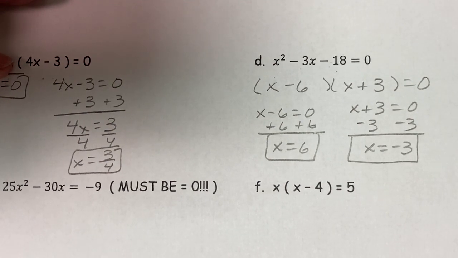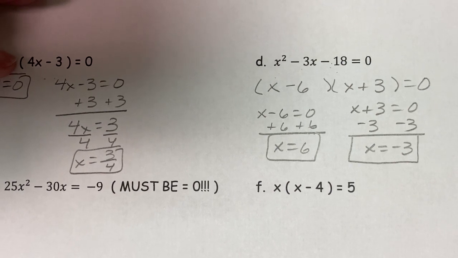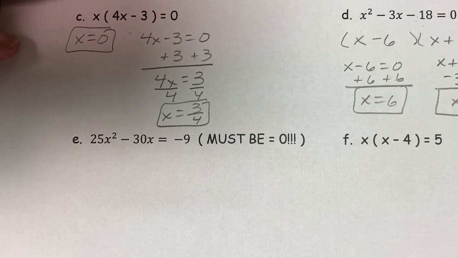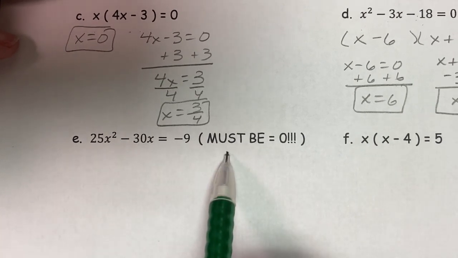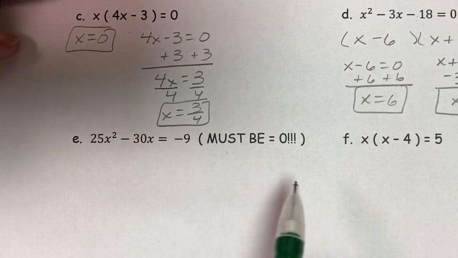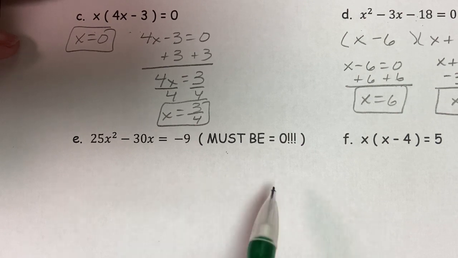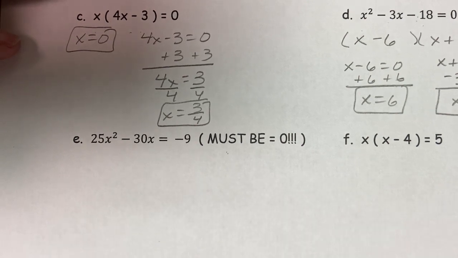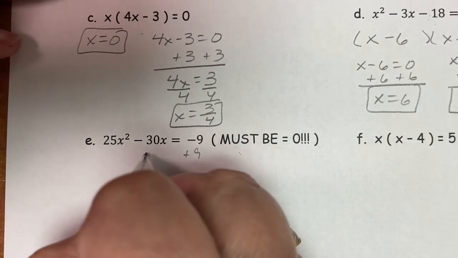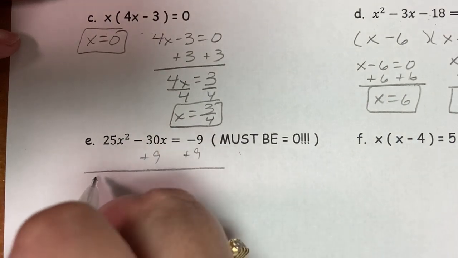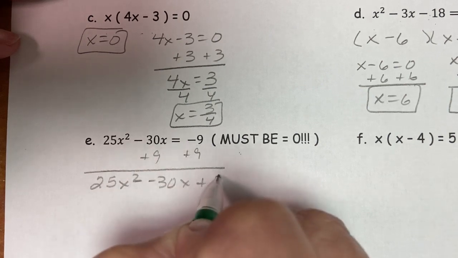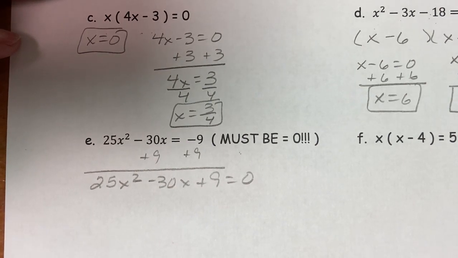All right, a wrinkle. Look, before you factor, everything has to be set equal to 0. So I have to have everything alone on one side and have it set equal to 0. You cannot solve an equation by factoring if that is not true. So first thing I have to do is add 9 to both sides of this equal sign. So I'm going to end up with 25x squared minus 30x plus 9 is equal to 0.